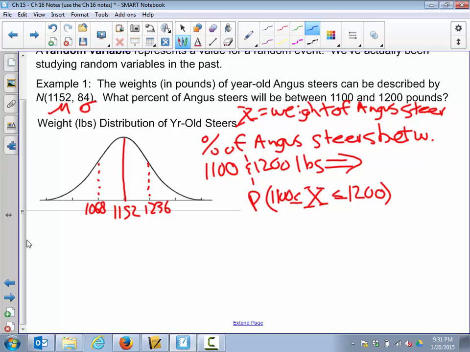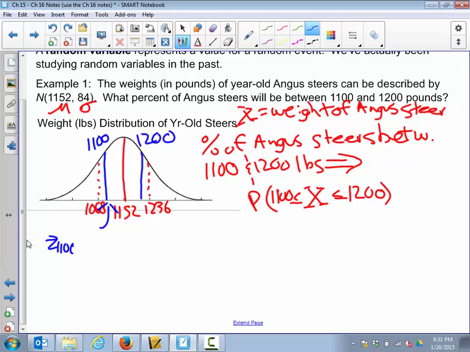We've done this by using z-scores. So 1100 is going to be about here-ish, and 1200 is going to be here-ish as well. So the normal bell curve allows us to find this probability. Let's go ahead and do this one time real quick.